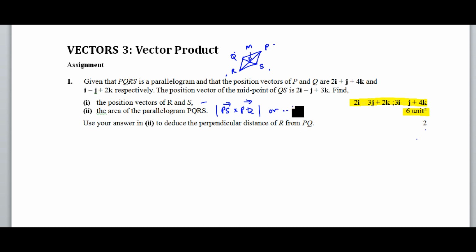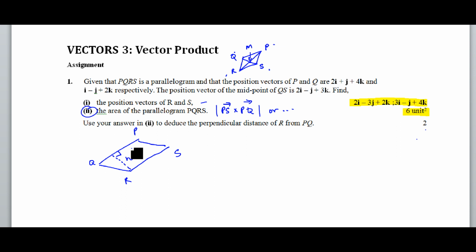Now you've got to use your answer in part 2 to deduce the perpendicular distance. Now this is the one, now from R to PQ. Now if your R is here, if your parallelogram is tilted like that, PQRS, the perpendicular distance should be this one, should be H. Am I right? Okay, my drawing not very good, but you know what I mean. H is there, and you've got to use your answer.